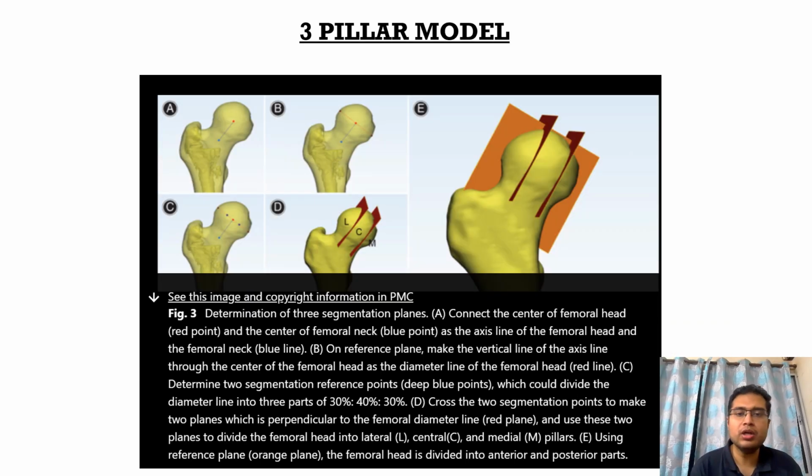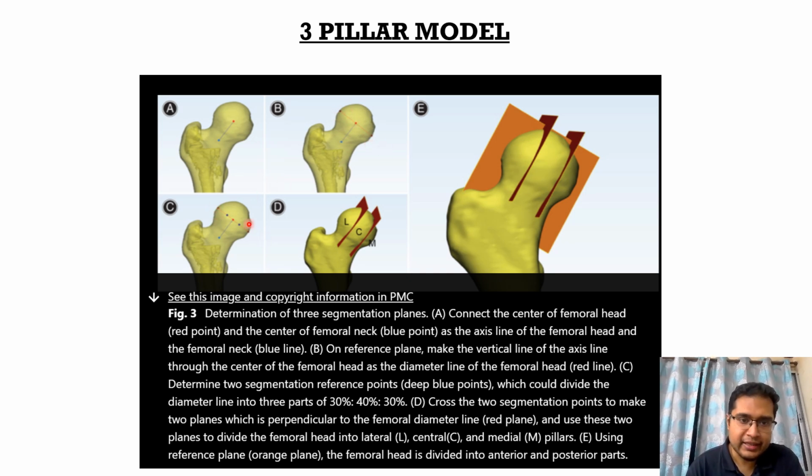Now coming to the important three pillar or segmentation model that determines the location of the avascular necrosis and divides the femoral head into medial, middle or central and lateral pillars. Now the two important reference lines that we have to remember, I'll go systematically here. The first line is drawn from the center of the femoral head to the center of the femoral neck. This is the first line. Second line is perpendicular to it within the femoral head. Now these are the two important lines.